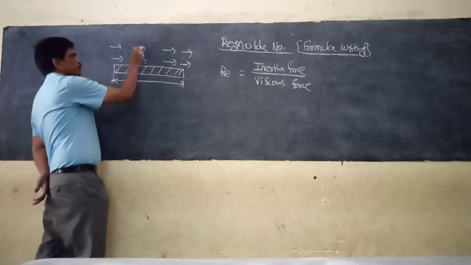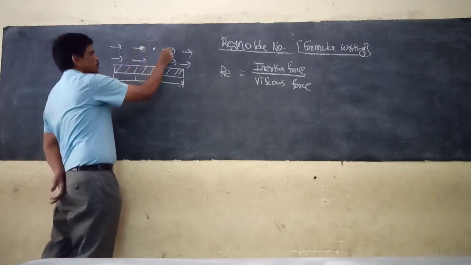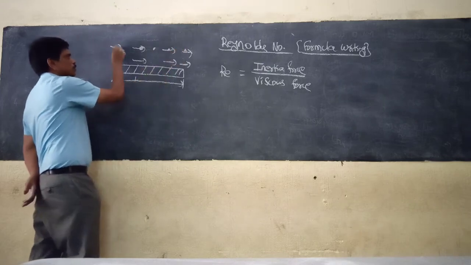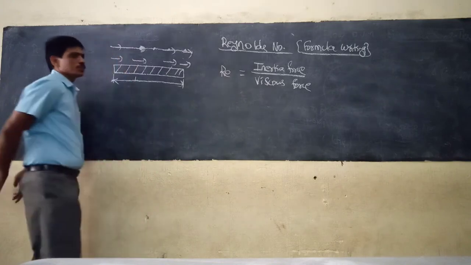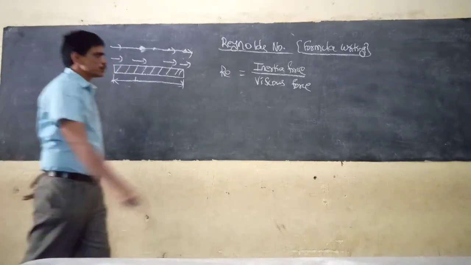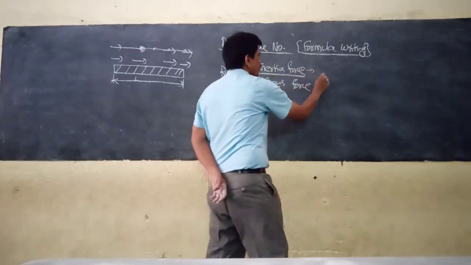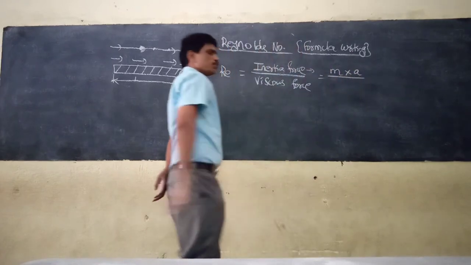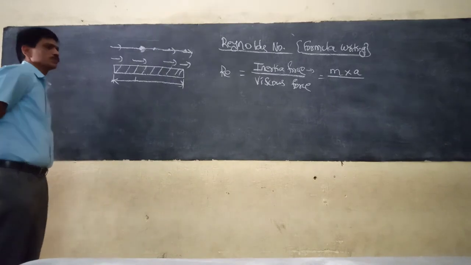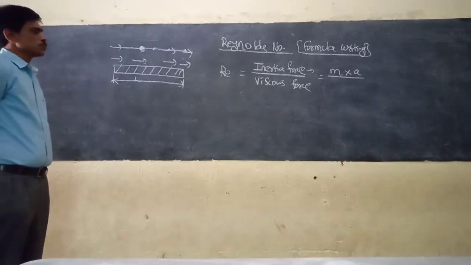So the fluid particles are moved from one location to another location. Whenever force is acting on the fluid particles, they move. That is called the inertia force. So inertia force is nothing but mass into acceleration. In the denominator, the viscous force.